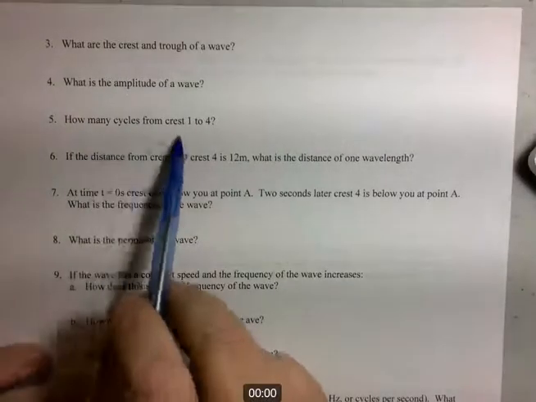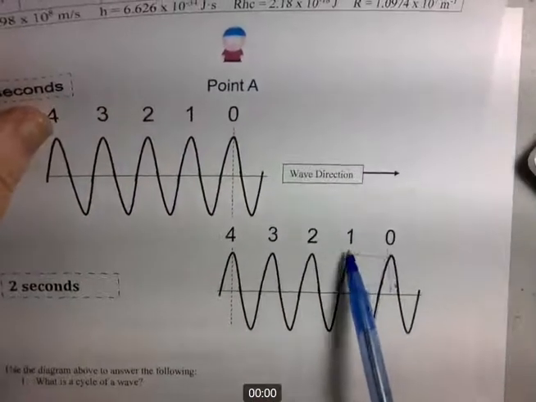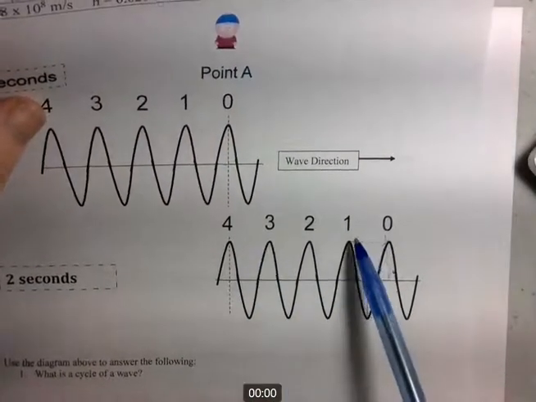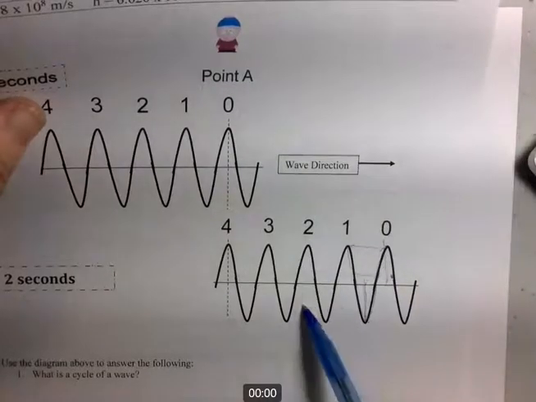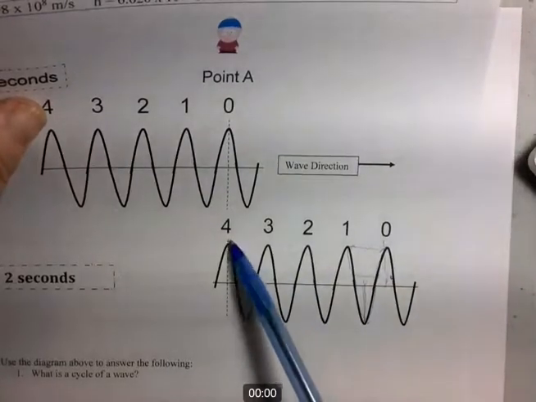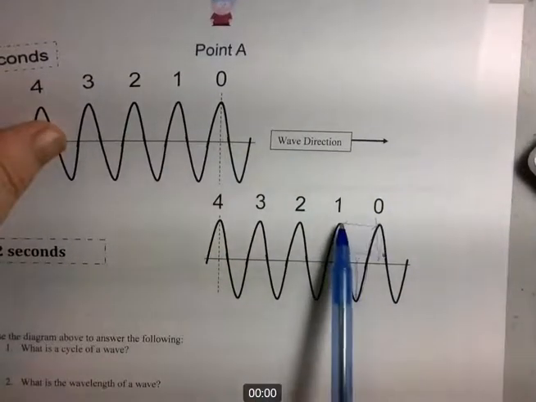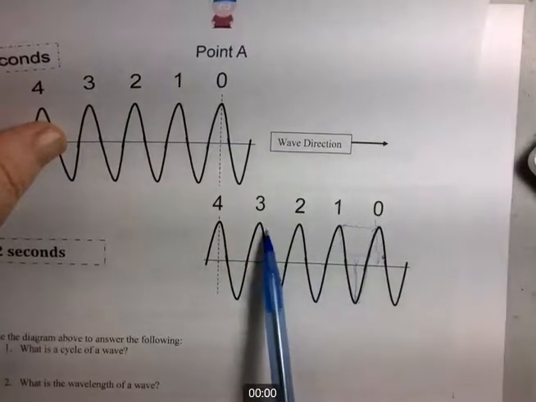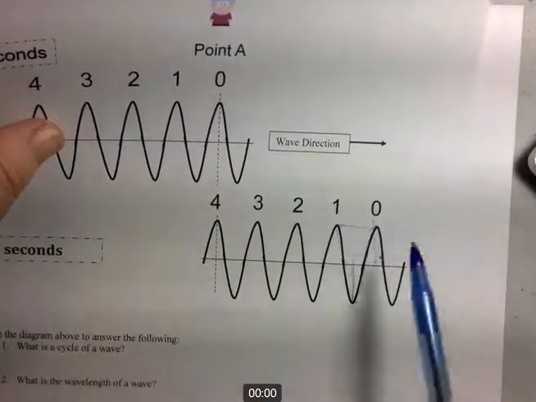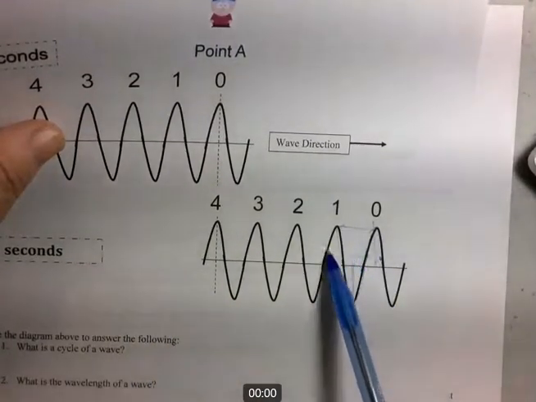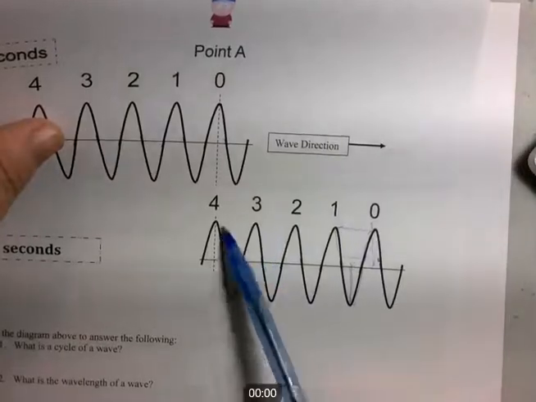Okay, how many cycles from crest 1 to crest 4? So you're starting here and you're ending here. So count that. 1, 2, 3. Sometimes students make the mistake of counting how many crests. 1, 2, 3, 4. That's not right. It's not how many crests. It's how many times did it make a full movement. 1, 2, 3. That's 3 cycles.